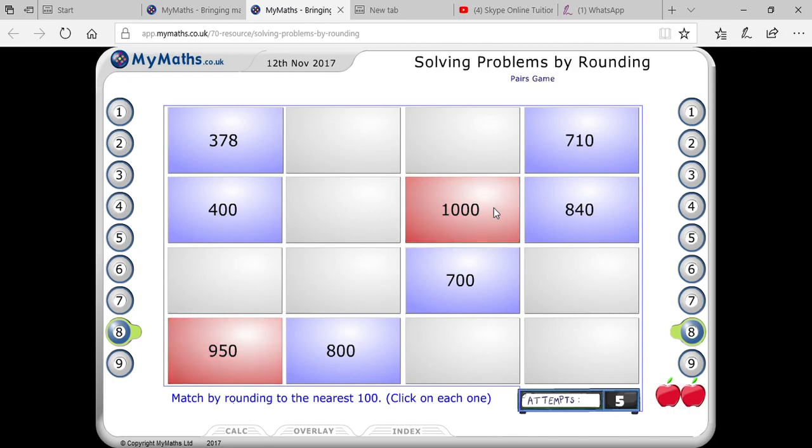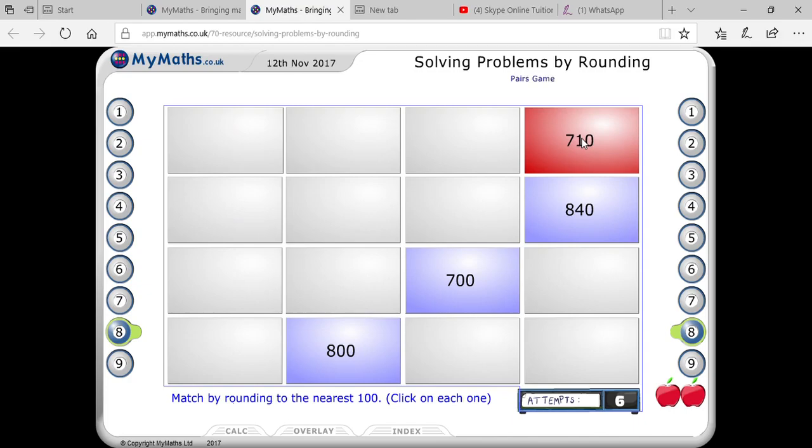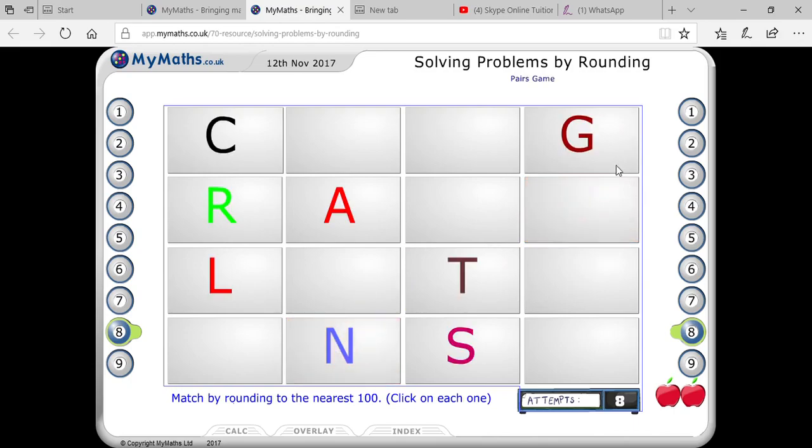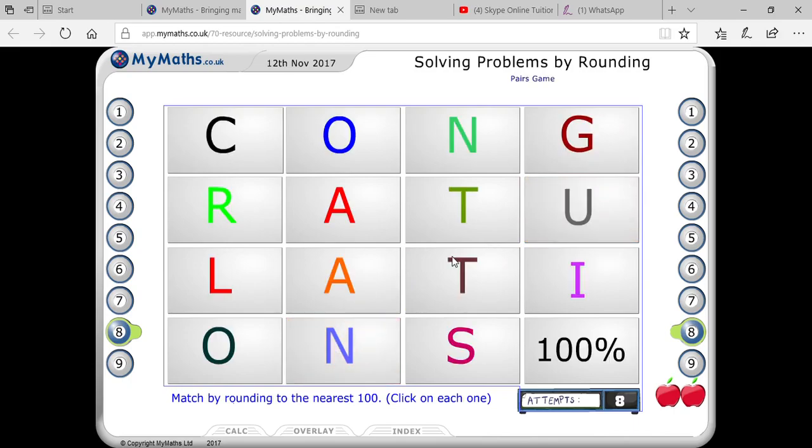513 is 500. 951 is 900. Okay. 950 is 1000. Oh, sorry. I thought you were saying 2000. Oh, no. Yeah, 950 to 1000. Mm-hmm. 378 is 400, of course. Oh, yes. And then 710 to 700. And then the last one is 800. Mm-hmm. Great. You got full marks.